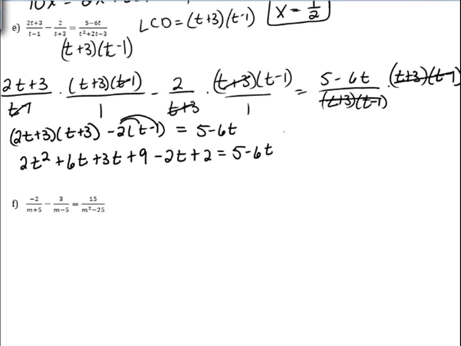Next, we have to gather up our like terms. We have 2t squared, and it's the only t squared term we have. And then we have 6t and 3t is 9t, minus 2t is 7t.